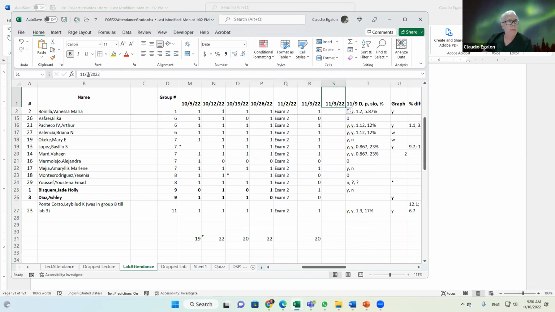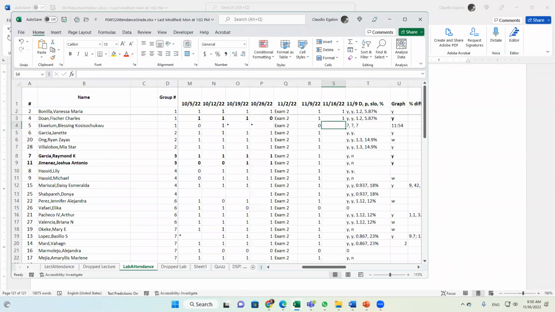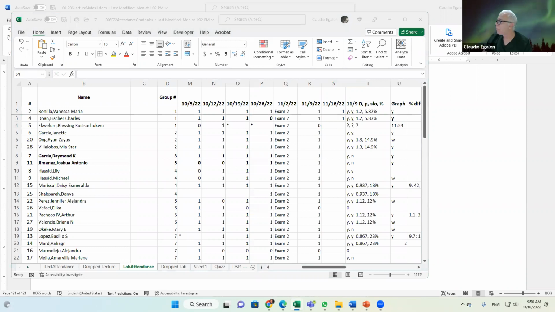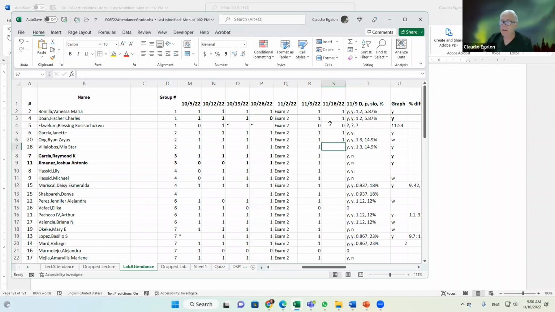And doesn't like it. 16. Okay. Vanessa Bonilla, are you there? Yeah, thank you. Fisher, Dawn? Here. Thank you. Blessing, are you there, Blessing? I don't see Blessing here in my list. Next is Janet Garcia. She's here, right, Janet? Yes. Yeah, I'm here. Thank you. Ryan Ong. I'm here. Thank you.